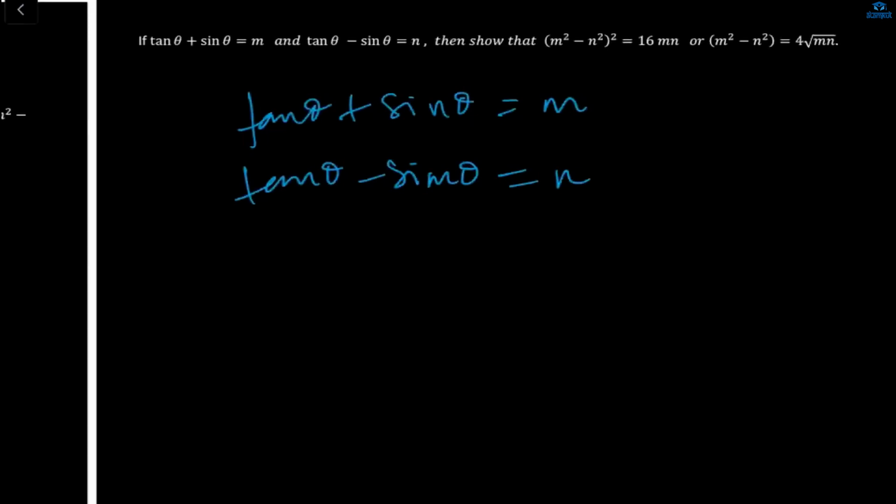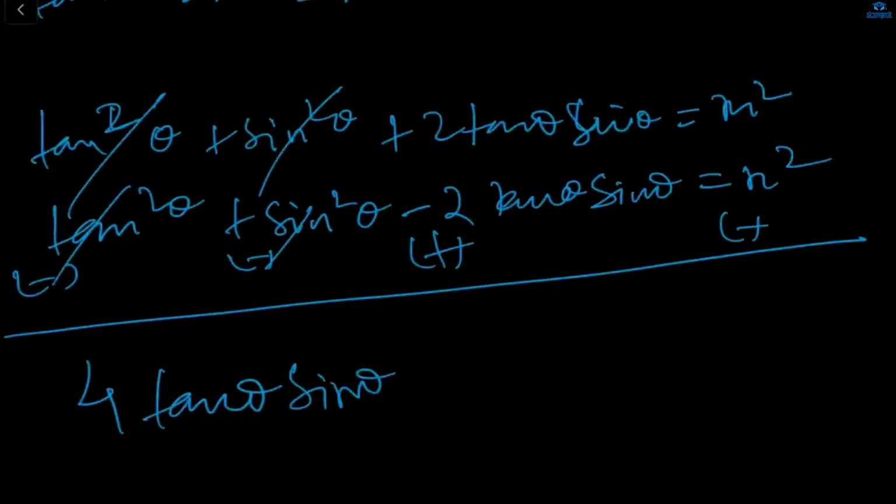So it will not be resolved in that way. m square minus n square will give you what? If you are going to subtract, this will be plus, so this will be minus. So this will be cancelled, this will be cancelled. It will be 4 times tan theta sin theta equal to m square minus n square.